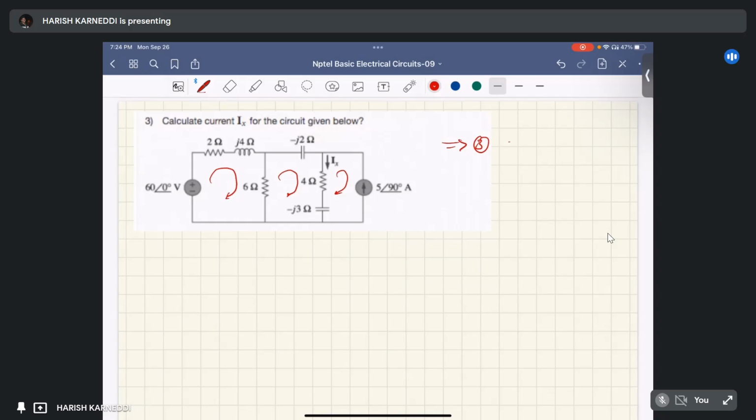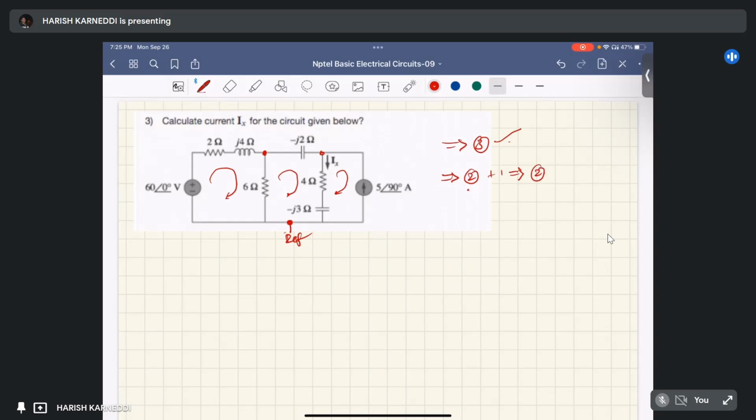And how many nodes here? Here it is like a reference node, and here one node, and here one node. So the number of nodes are 2 nodes plus one reference node. If you apply KVL, you will get 3 equations. If you apply KCL, you will get 2 equations.